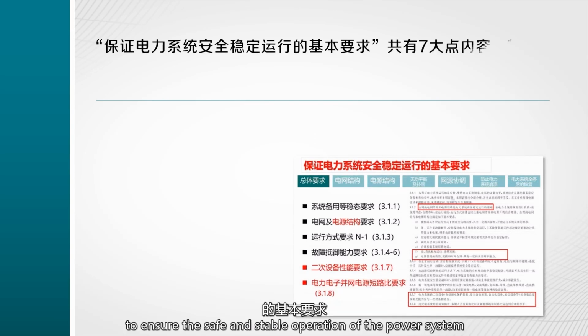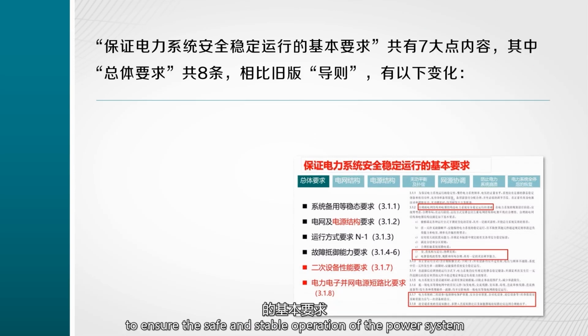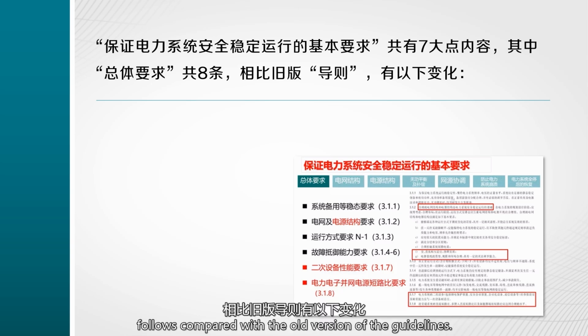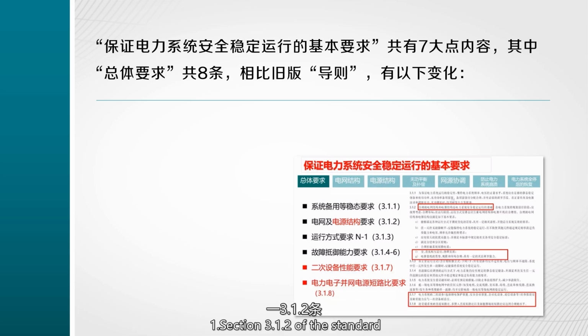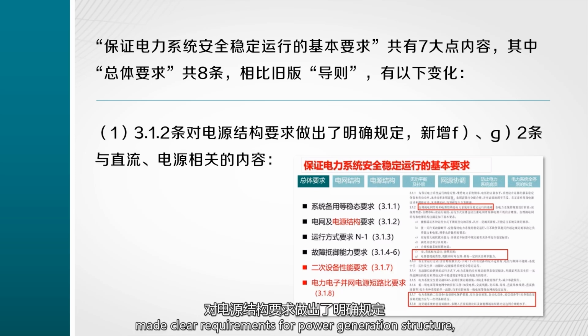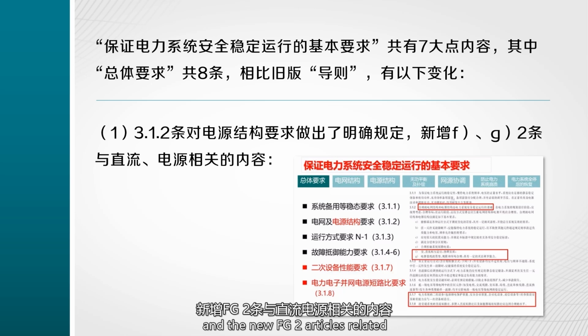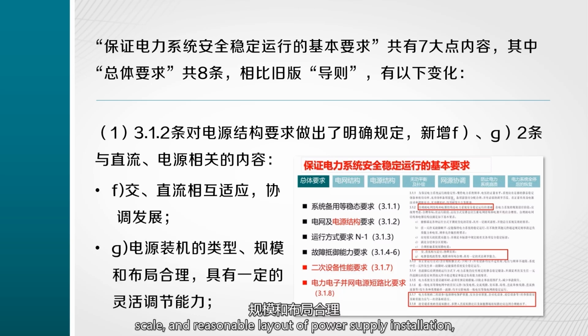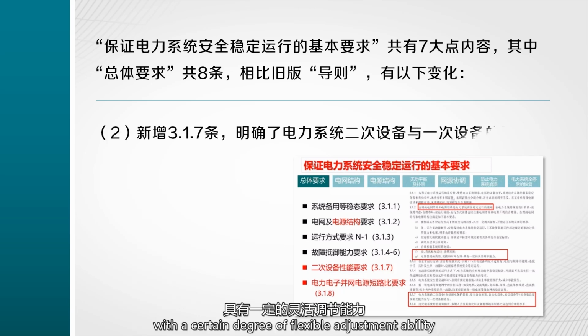The basic requirements to ensure the safe and stable operation of the power system have 7 major contents, of which the general requirements have the following changes compared with the old version of the guidelines. 1. Section 3.12 of the standard made clear requirements for power generation structure, and the new 2 articles related to DC power supply have been added. It includes the mutual adaptation and coordinated development of AC and DC, as well as the type, scale, and reasonable layout of power supply installation, with a certain degree of flexible adjustment ability.